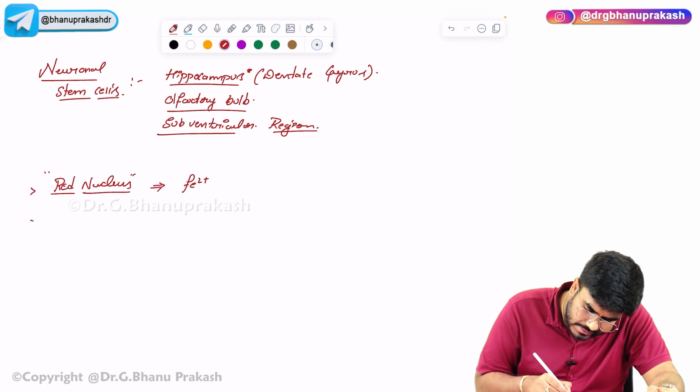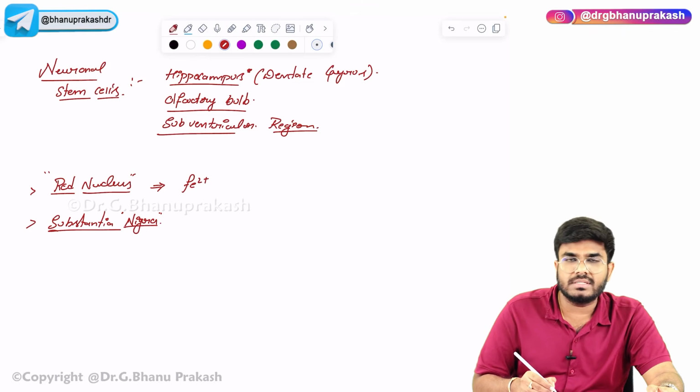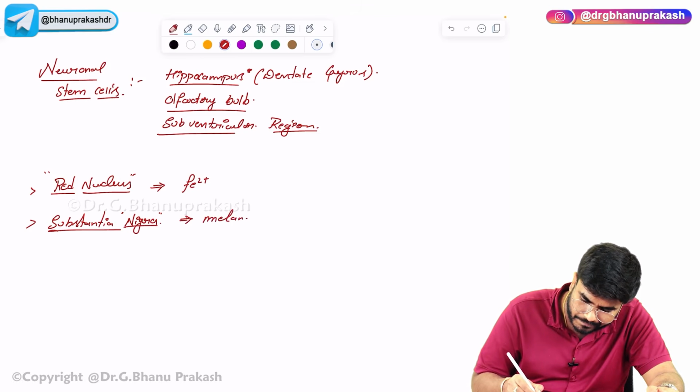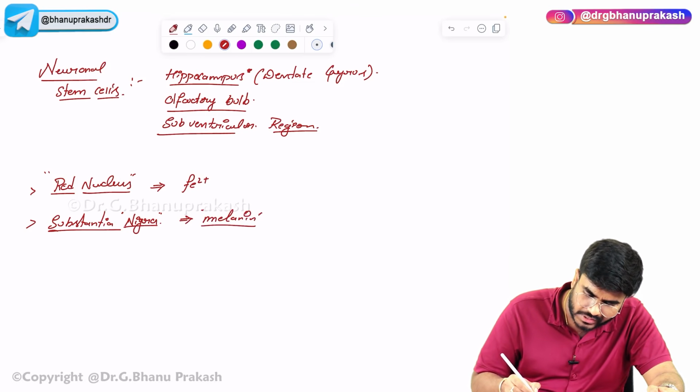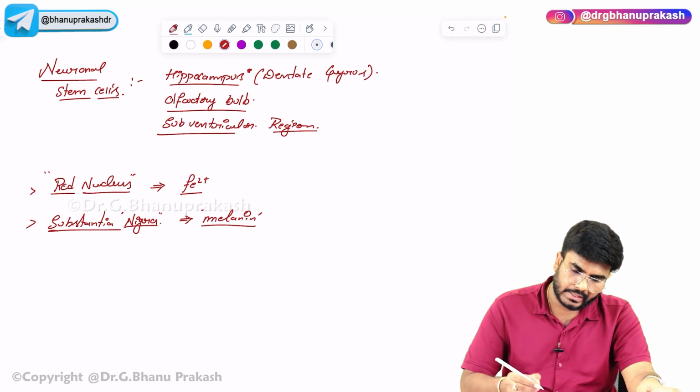There is a region called substantia nigra. See, in the name itself, it's a substance which is black in color. Nigra means black in color. So why is this black in color? Because of the presence of which pigment? Melanin. So these are the important points which I want you to know: substantia nigra contains melanin and red nucleus contains iron.